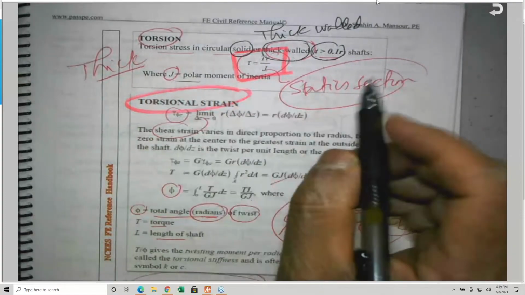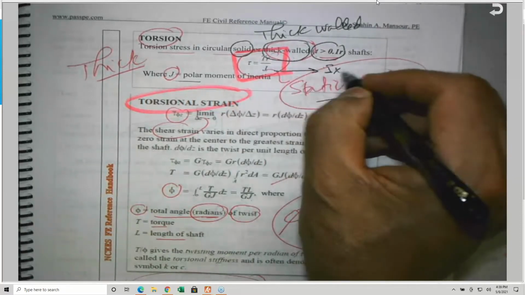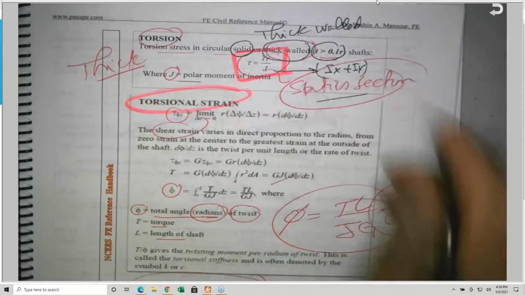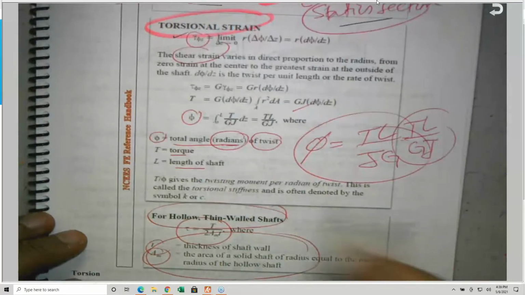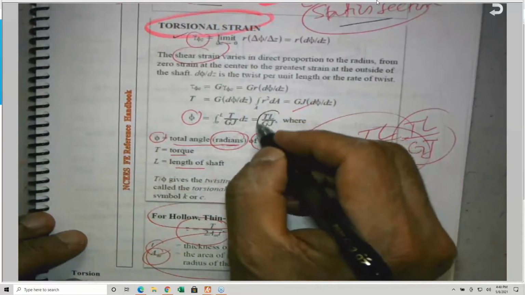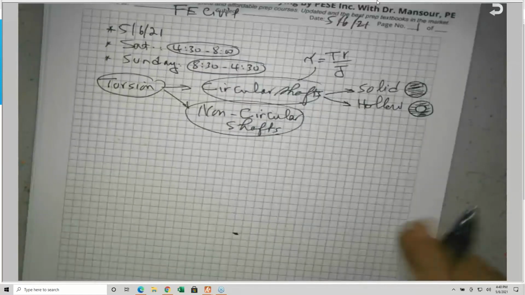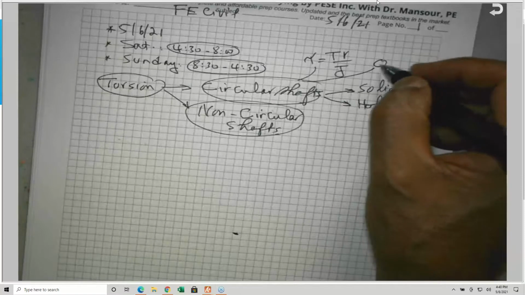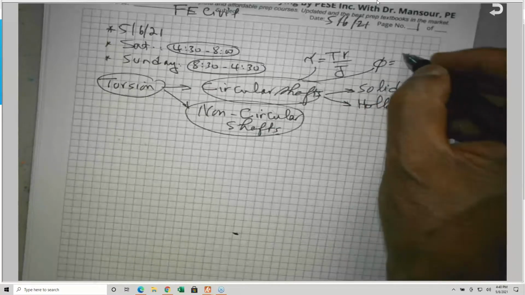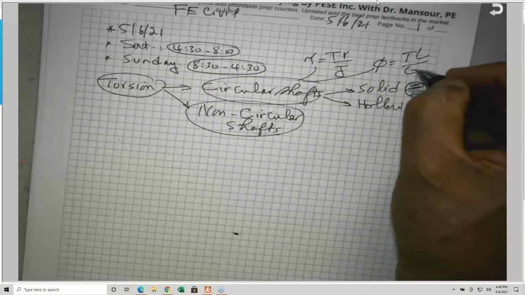And J is the polar moment of inertia, and in the statics section, we know the polar moment of inertia is basically Ix plus Iy, by the way. This is the equation that's given. Torsional strain is another section given, where the angle phi is the angle of twist. This is the second equation I need you to be aware of. The angle of twist, which they call phi, is equal to TL divided by GJ.